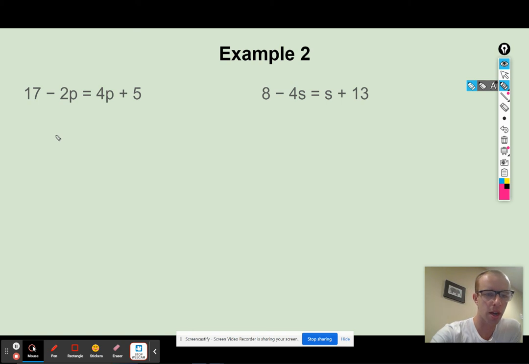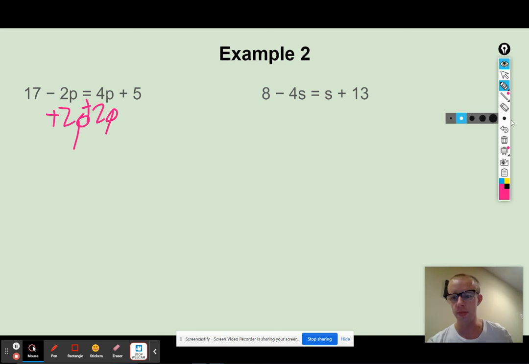Well, the negative is obviously going to be smaller than the positive, so I have to get rid of that negative 2p. To get rid of a negative 2p, I have to do the opposite. The opposite of a negative 2p is a plus 2p. I'm going to do that to both sides. I wrote a little bigger than I wanted to here. And now let's do the math.